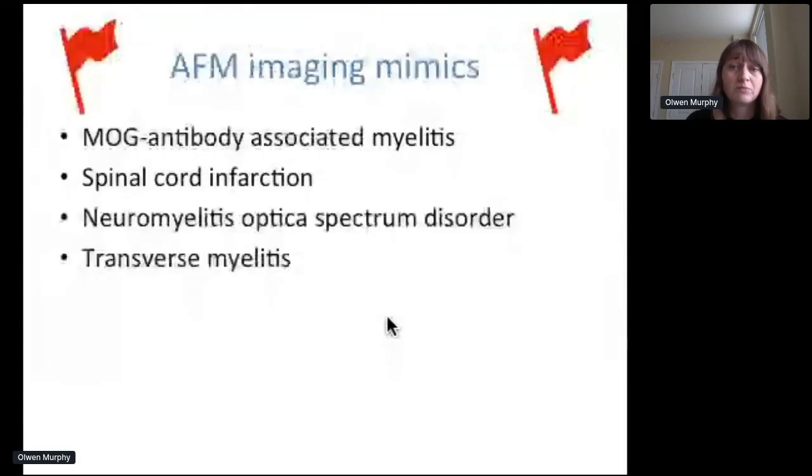So now I'm going to briefly run through some of the spinal cord disorders that can mimic AFM radiologically. And I'm going to focus on disorders which often affect the grey matter, which cause the most diagnostic confusion.